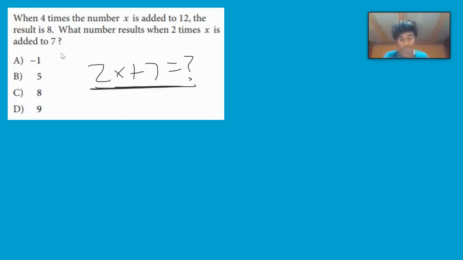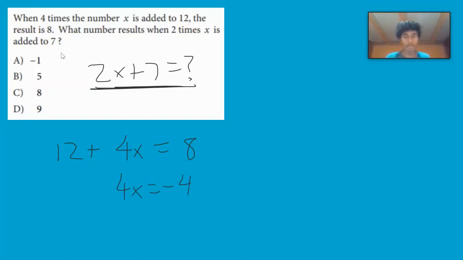So we're given that when 4 times a number x is added to 12, right? So there's already a 12 here, and we're adding this 4x to 12. And when we do this, we have a result of 8. So we can use this equation to find the value of 2x plus 7. So first we can subtract 12 from both sides. So 4x is equal to negative 4.